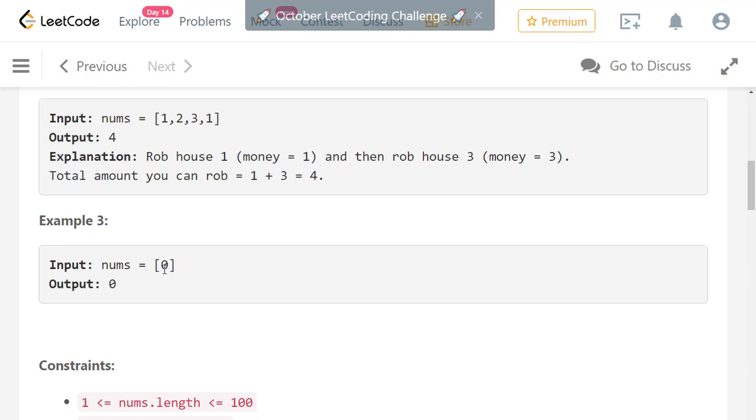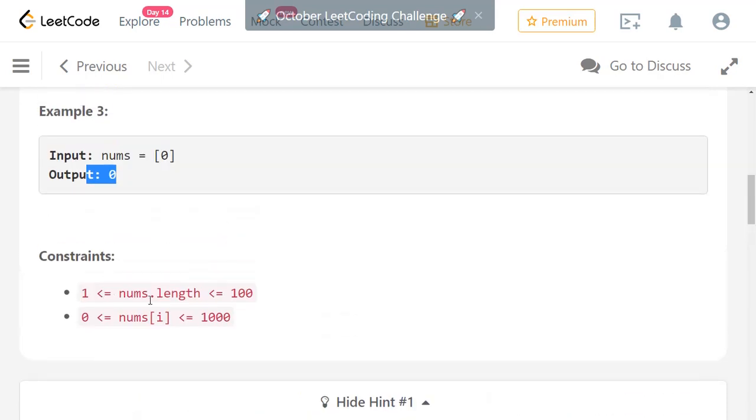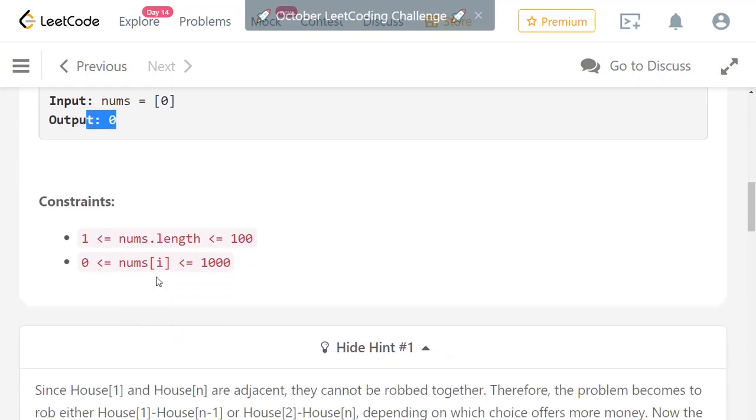In the next example we have only one house with value 0, so the answer is 0. And the constraints are that the number of houses will be in the range of 1 to 100, and the value in each house will be in the range of 0 to 1000.